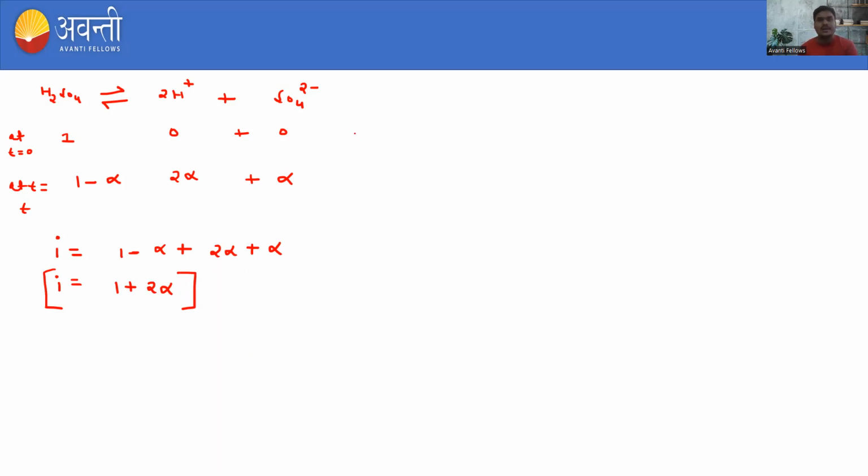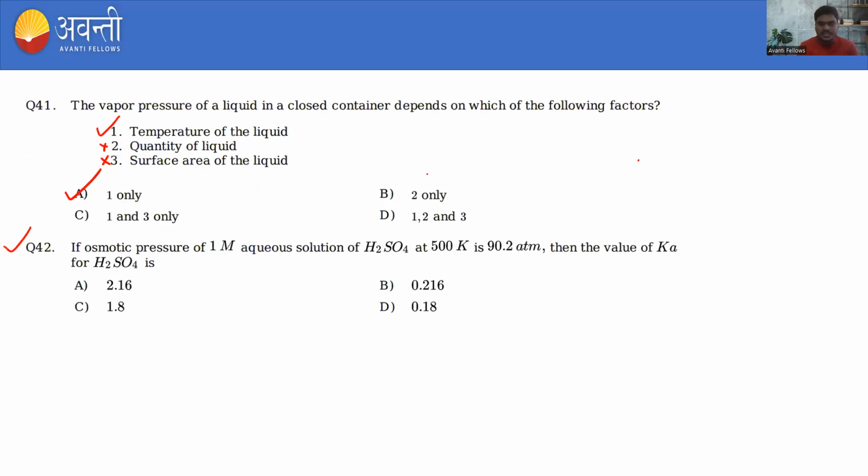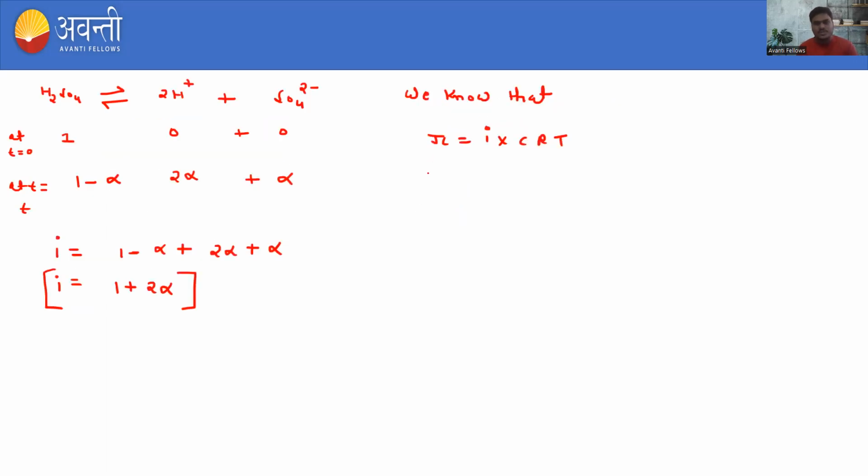How will you calculate? Let me show. We know the formula for the osmotic pressure. What formula do we use for the osmotic pressure? That is pi is equal to i into C into R into T. Right, so we know this thing. What is the osmotic pressure in this case? 90.2 atm. Just put the value. So pi we know, 90.2 atm.